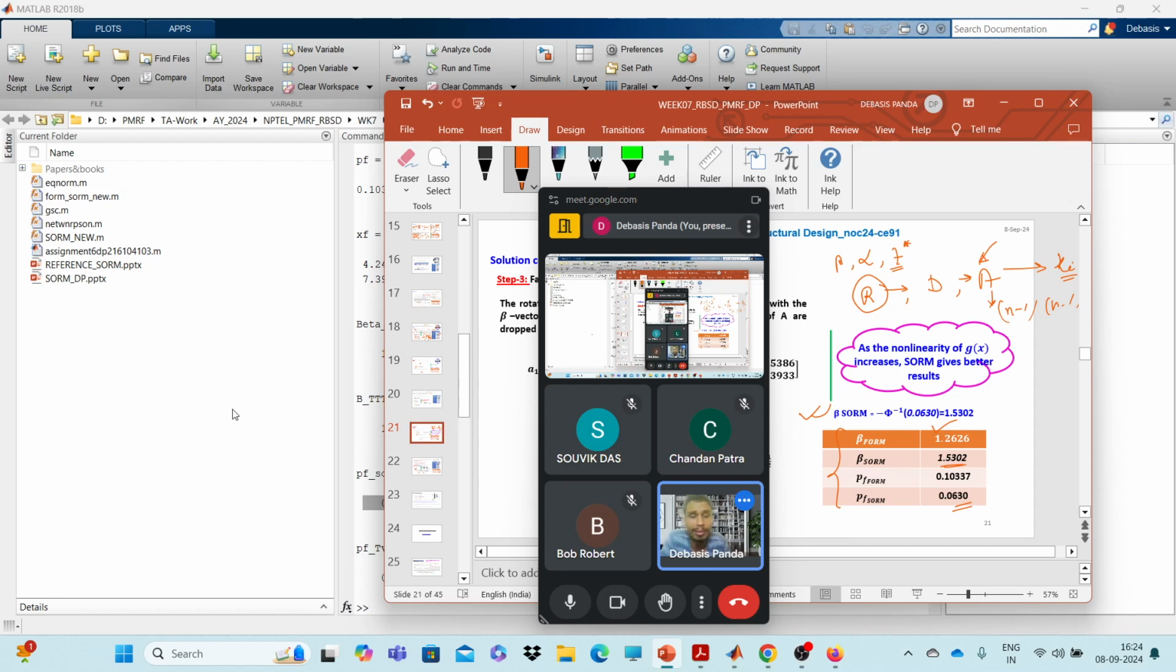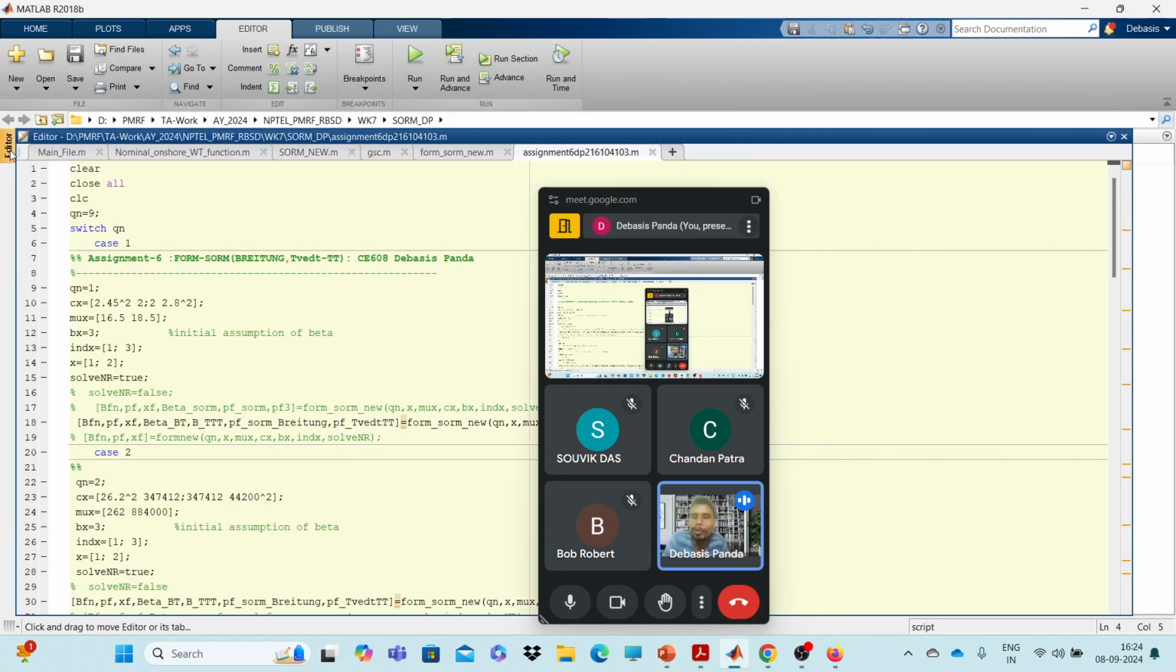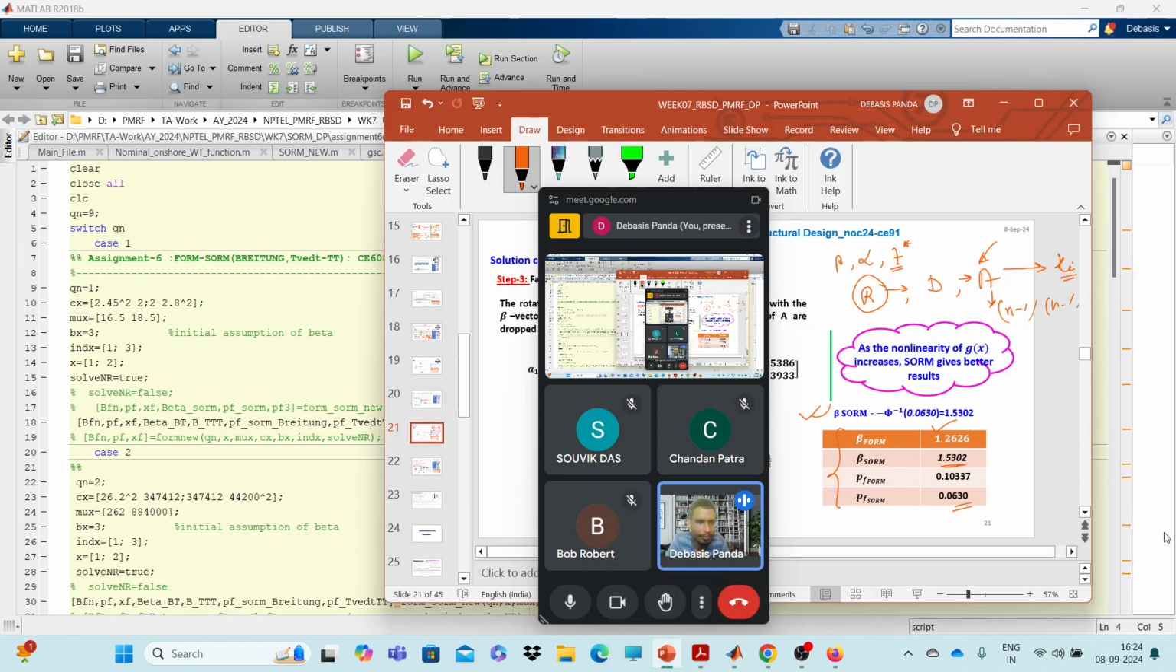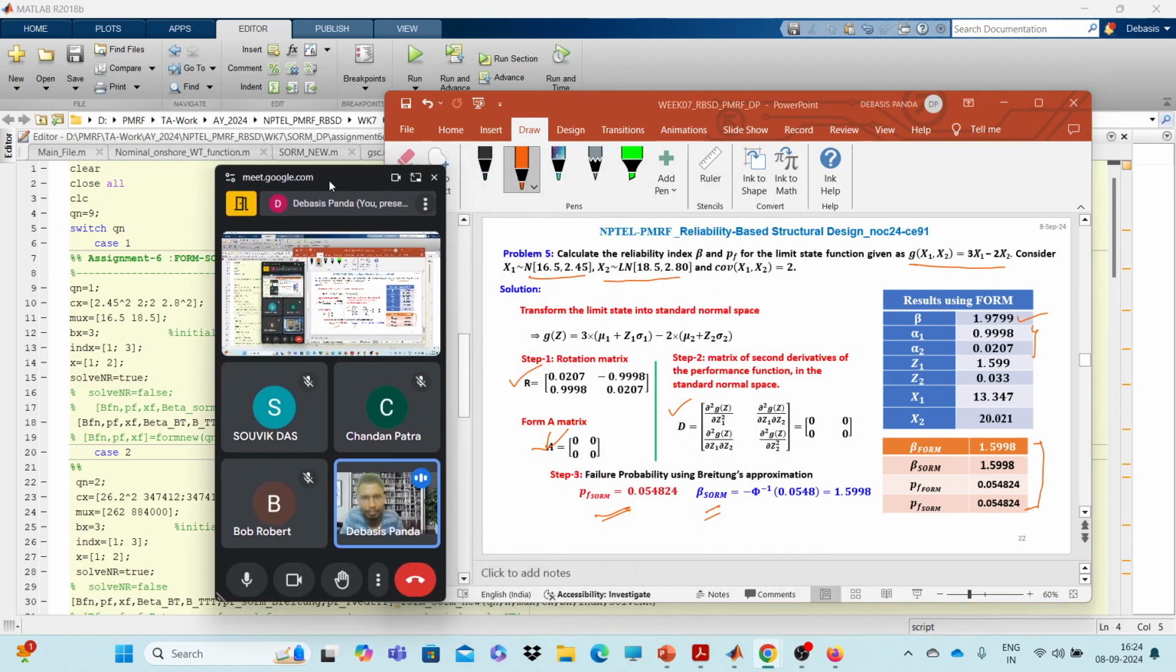Now let's check a linear problem, to see whether it is okay or not. Then we will conclude that our function file, whatever we have made, is okay. So we will check the linear problem with the correlation coefficient. This problem: calculate the reliability index beta and pf for the limit state function 3x1 minus 2x2, where x1 follows normal, x2 follows log normal, and there is a correlation coefficient.